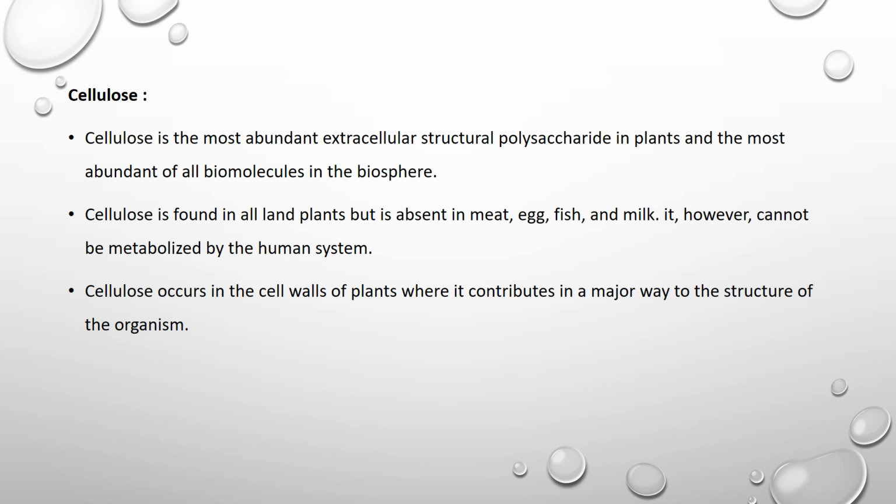Cellulose. Cellulose is the most abundant extracellular polysaccharide present in plants, and it is the most abundant biomolecule in the biosphere. It is found in all land plants but it is absent in meat, egg, fish and milk. The human body cannot digest cellulose. It occurs in the cell walls of plants and contributes in a major way to the structure of the organism.